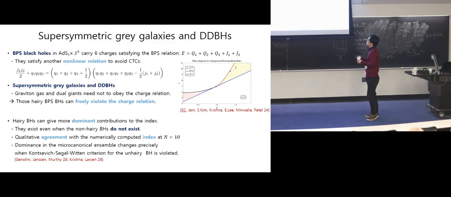And recently, in a nice paper by Venice and Finn, it was shown that the dominance in the microcanonical ensemble between gray galaxies and the known black holes changes precisely when the conservative Seiberg-Witten criterion for the unhairy black hole, when you consider the gravitational path integral, is violated.